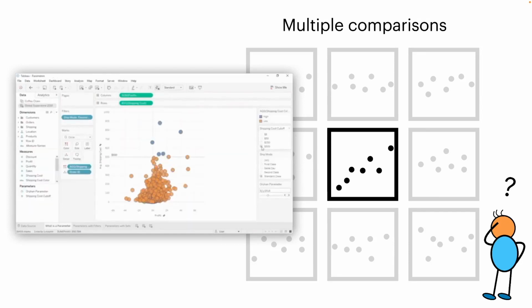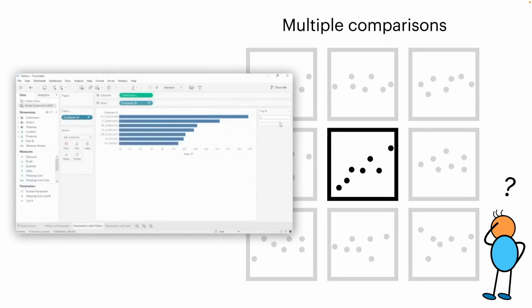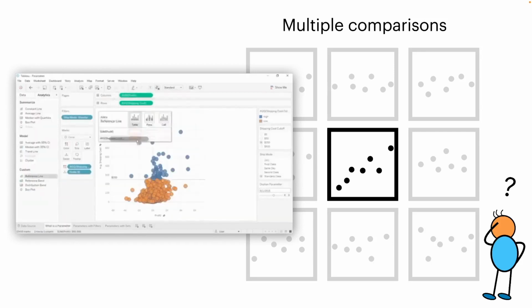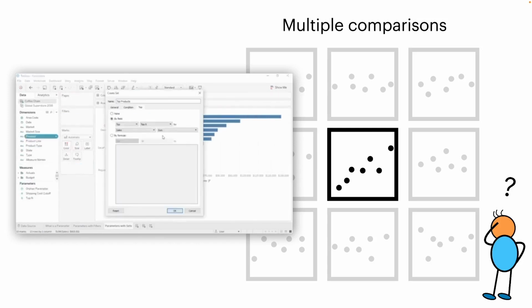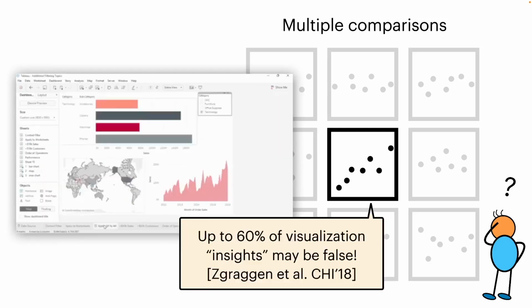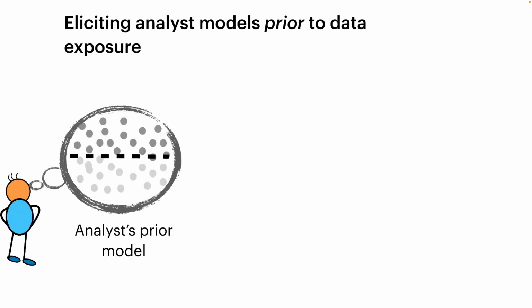Now, the problem of multiple comparisons is typically controlled in formal statistical modeling, but it's often unaddressed in interactive visual analysis tools. In fact, visualization tools are designed around this very idea that people should be able to view a large number of projections and slice and dice their data on demand as they wish. Now, this can inflate the risk of false discovery, and in fact, by one study, up to 60% of visualization insights may be false. Our goal in this work is to evaluate potential design interventions to visualization systems that could help reduce the risk of overinterpreting spurious data.